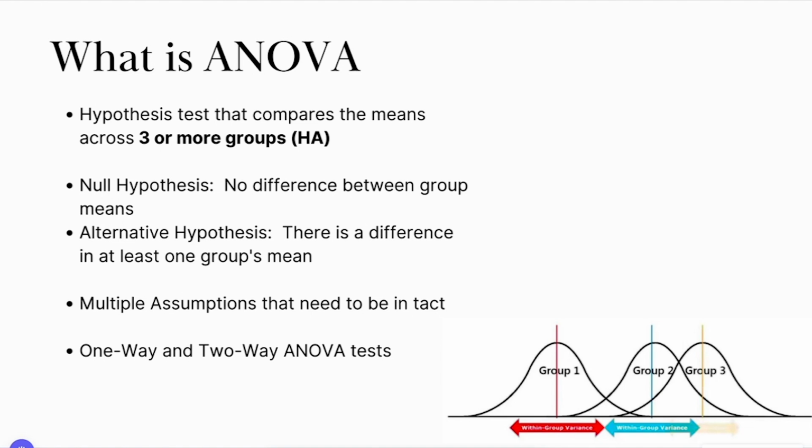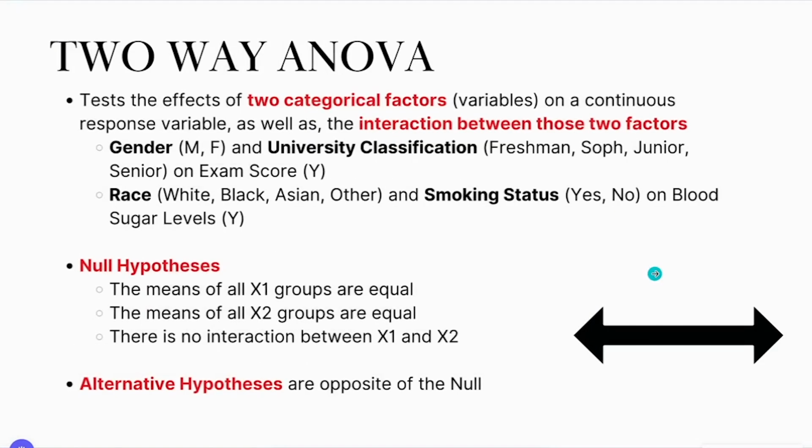ANOVA also has assumptions that need to be intact, and we're going to talk about the assumptions for two-way in just a second. And there's also one-way ANOVA, which is focusing on one categorical predictor, versus two-way ANOVA, which is going to focus on two categorical predictors. So let's discuss two-way ANOVA.